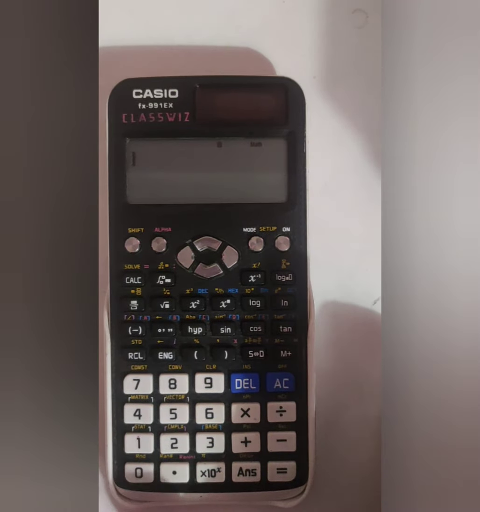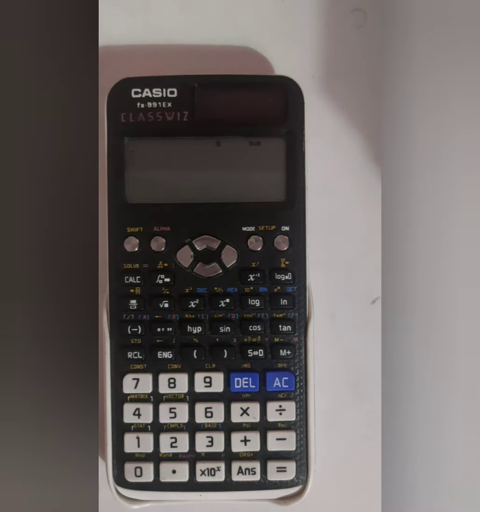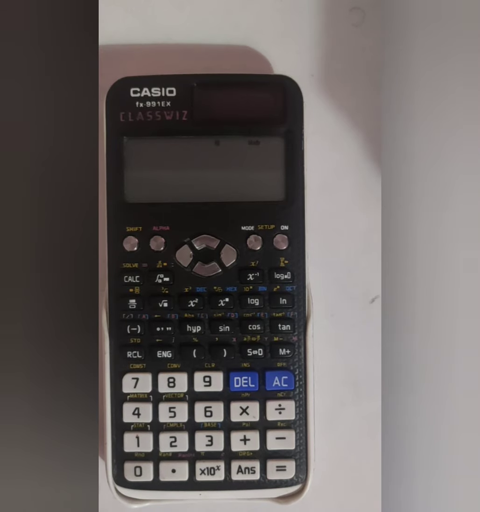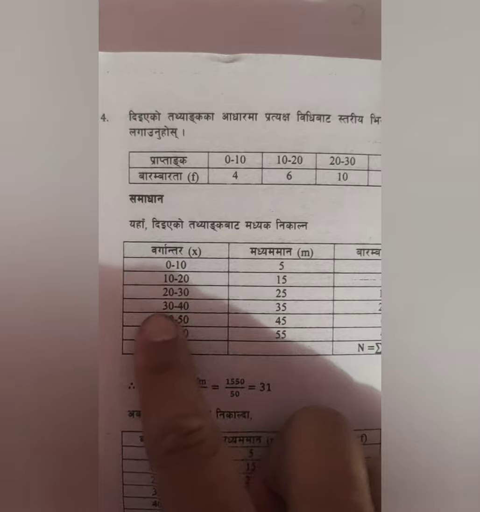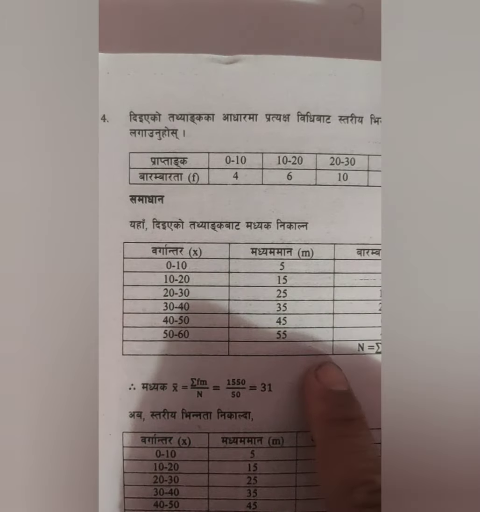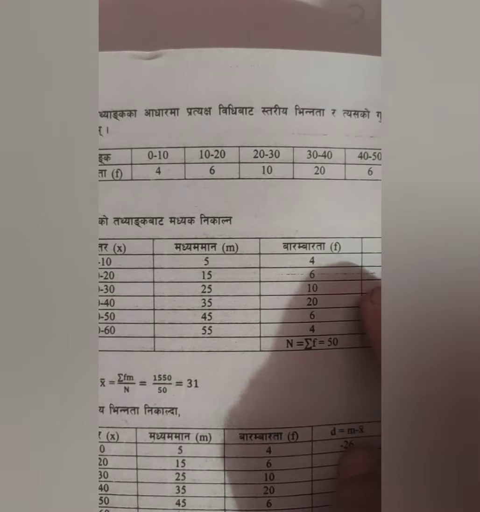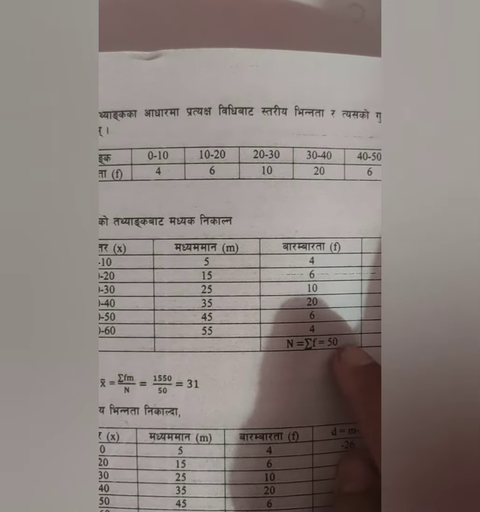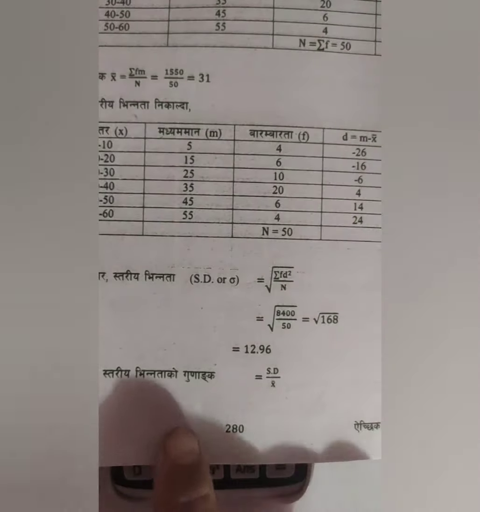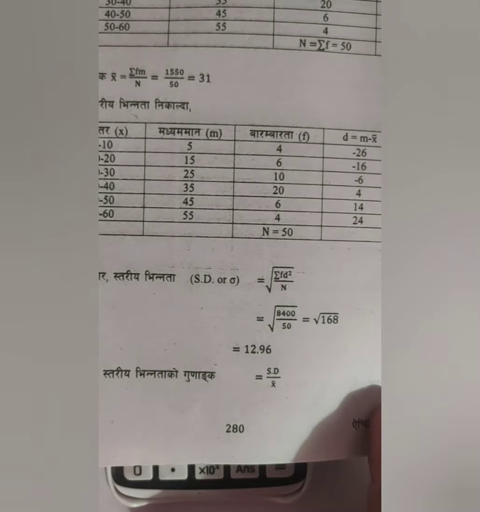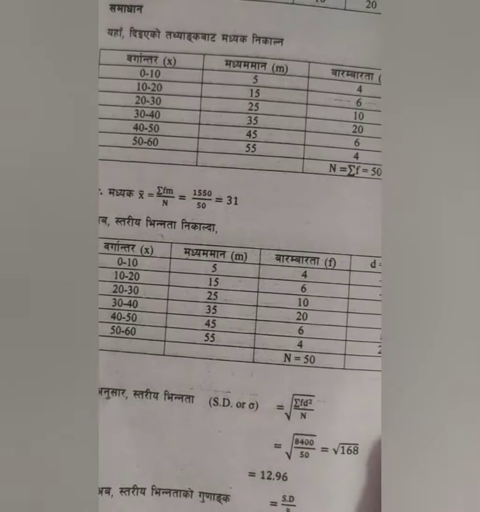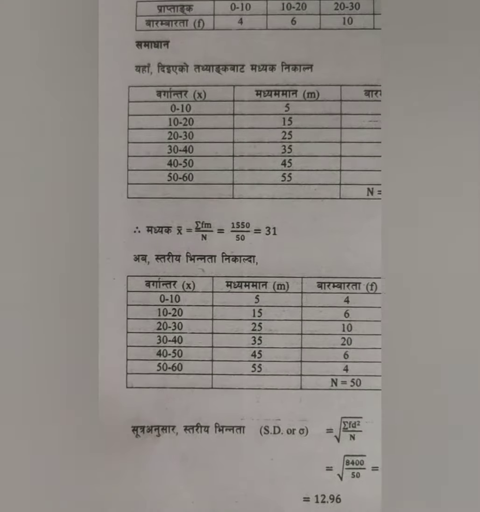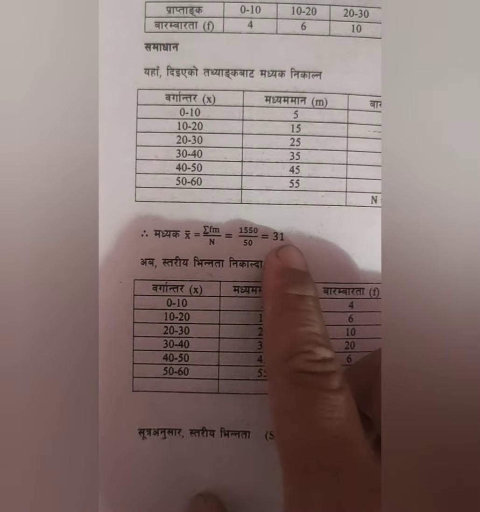Now, in order to calculate the standard deviation of a continuous series, I have a question here. You can see the classes 0 to 10, 10 to 20, 20 to 30, and the frequencies are also provided as 4, 6, 10, 26 and 4. The standard deviation of this question is 12.96. Now I'm going to get the standard deviation, and at the same time I'll also teach you to find the mean. The mean has been calculated as 31 here.